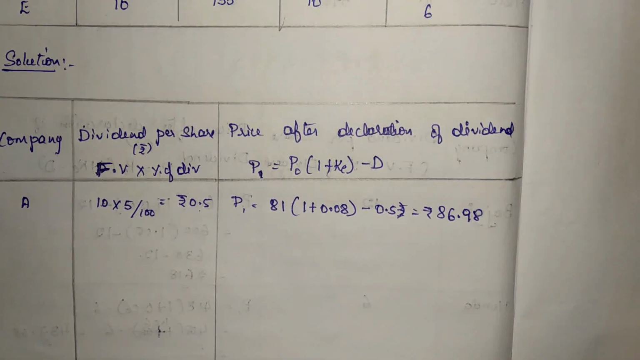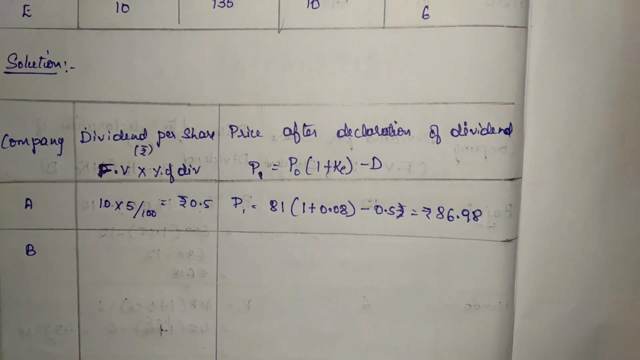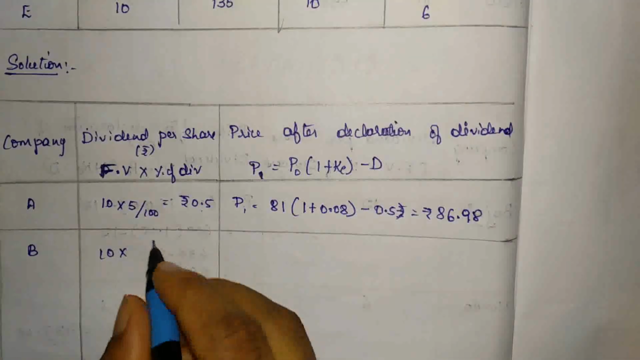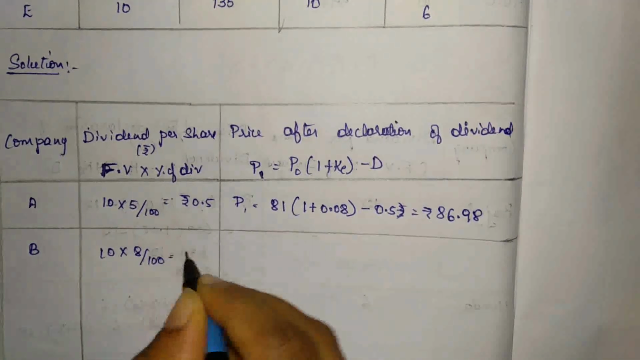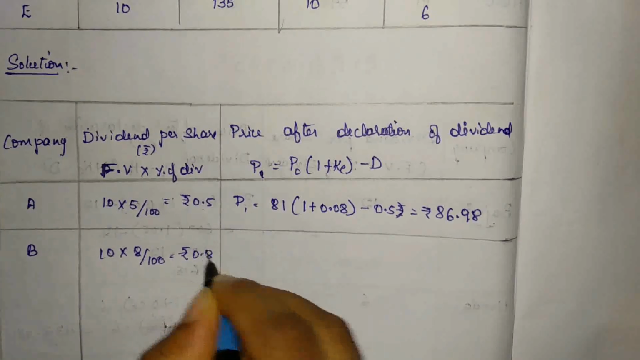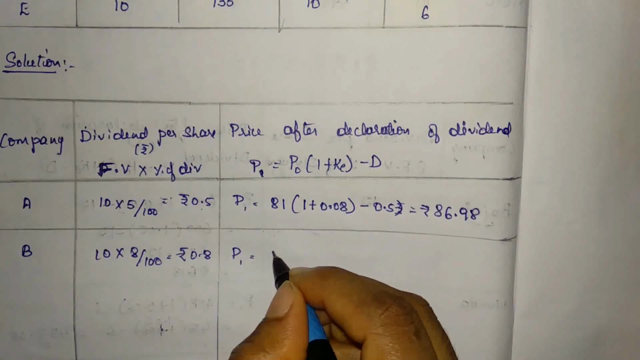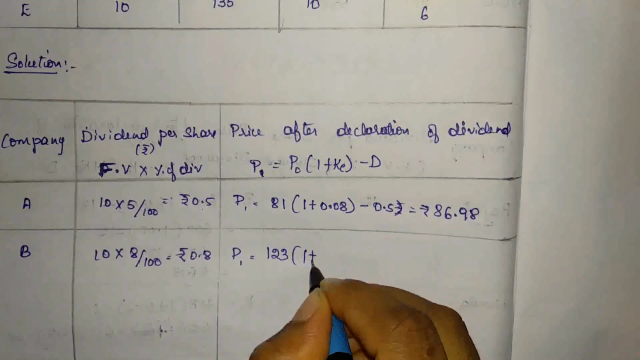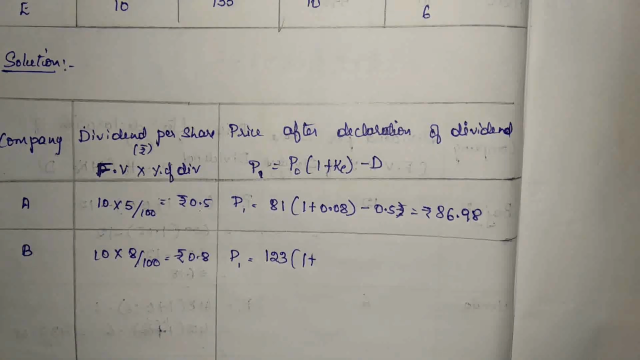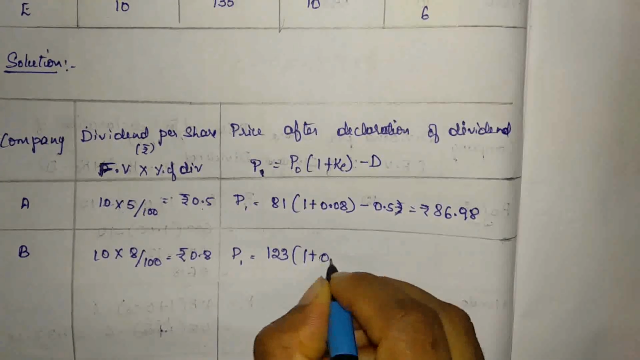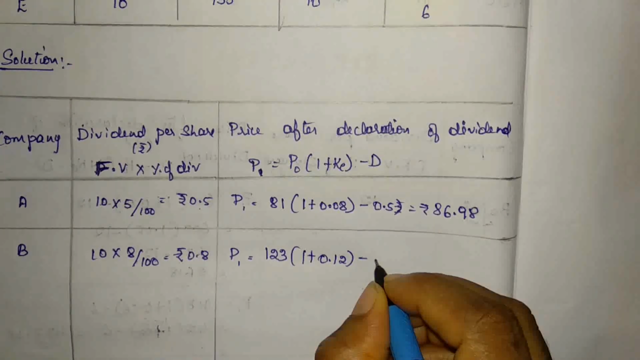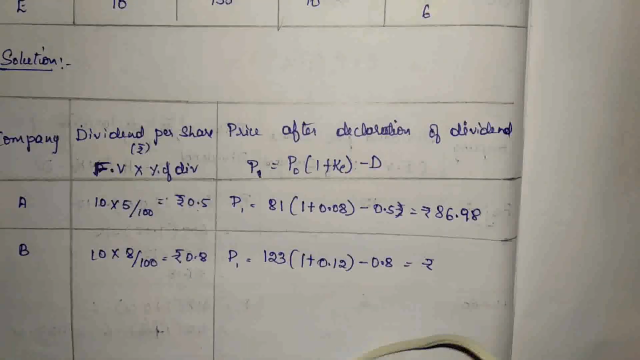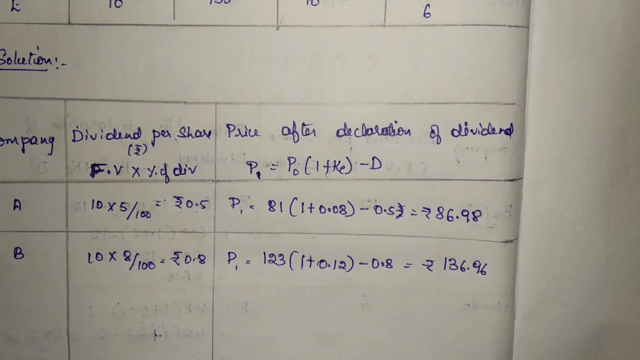Let us see the second company. Face value is 10, and the dividend percentage is 8%. So the dividend is rupees 0.8. Therefore, the price after declaration of dividend is equal to the price at the beginning, which is 123, into 1 plus KE. KE is 12%, that is 0.12, minus the dividend 0.8. So the price is rupees 136.96.